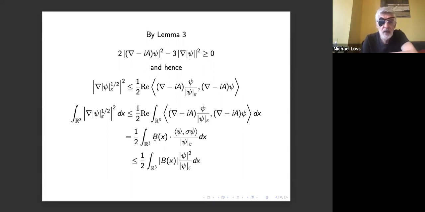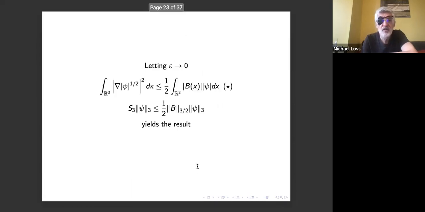You now do a little bit of Schwarz inequality. You get this 1/2 B of x psi squared over psi epsilon dx. And then at the end of the day, let the epsilon go to 0, and you have this wonderful inequality.